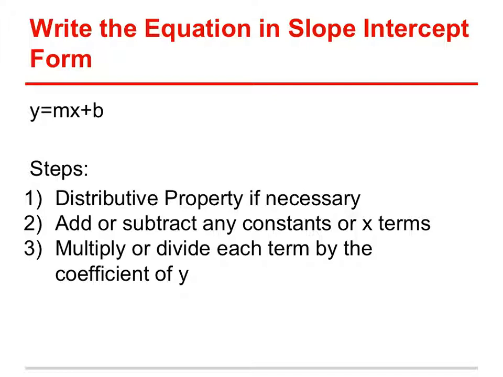Okay, before you can find your slope and y-intercept, you have to make sure the equation is in slope-intercept form. Y equals mx plus b. Remember, when we're solving equations, we want to get the y by itself. You have to make sure that you use the distributive property if necessary. Then you add or subtract any constants or x terms, and then you're going to multiply or divide each term by the coefficient of y. These are the steps that we will follow when we are solving for y. We have to get the y values by themselves.